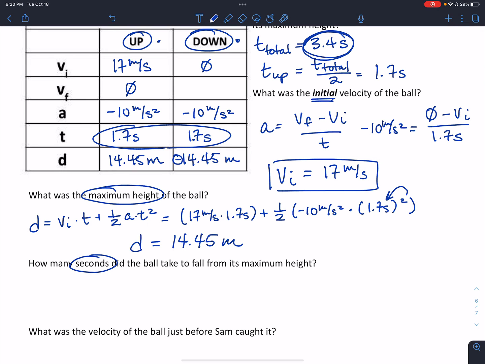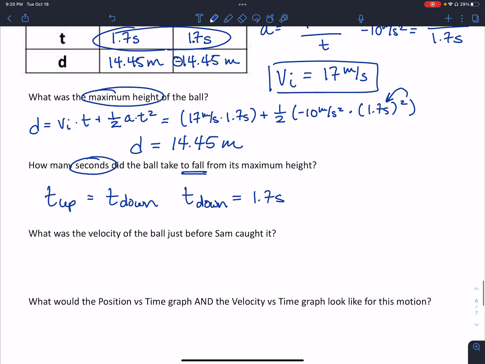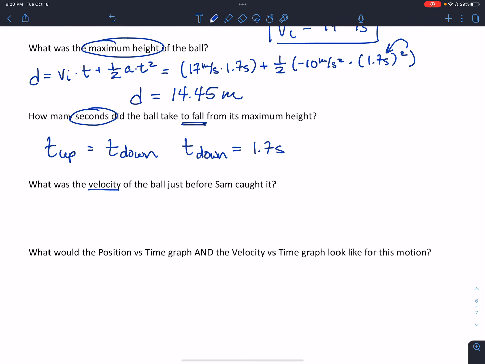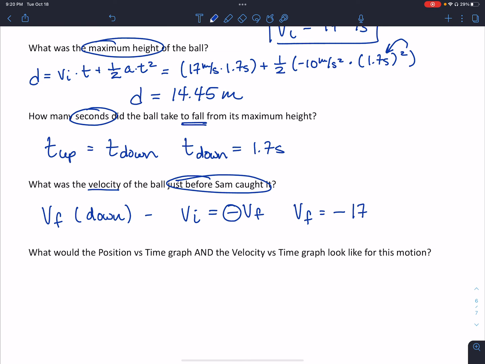How many seconds did it take the ball to fall from its maximum height? Well, we already said that the time it takes to go up has to be equal to the time it takes to come down. So in this case, the time it takes to come down must also be 1.7 seconds. And then, what was the velocity of the ball just before Sam caught it? This time we're looking for v final as the ball comes back down. I know that the initial velocity has to equal that final velocity, just with a negative sign. So my final velocity should be negative 17 meters per second. Again, the negative sign is there because the object is falling down.